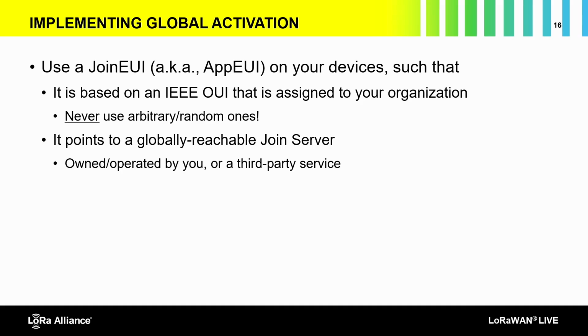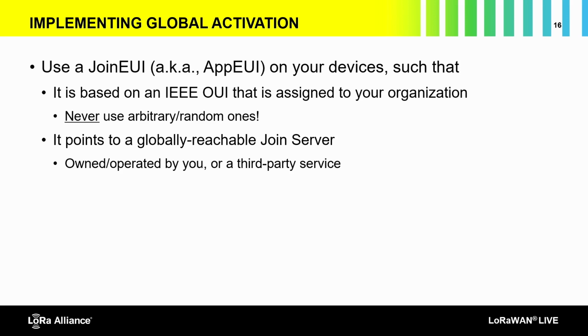So then you would ask, what should I do as a device maker? Well, first of all, you need to use a join EUI, which is also known as app EUI in the older versions of the spec, on your devices, such that it should be based on an IEEE OUI. That's another ID that's globally unique and obtained from IEEE, and that should be assigned to your organization. Either you go and license or buy that from IEEE, or you are given that from someone else who owns a larger chunk of IEEE OUI.